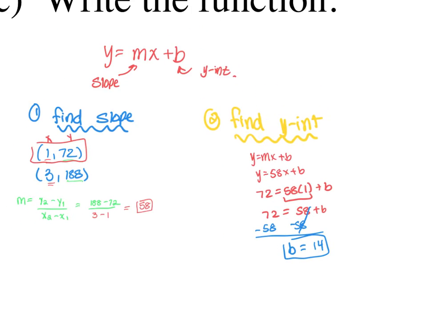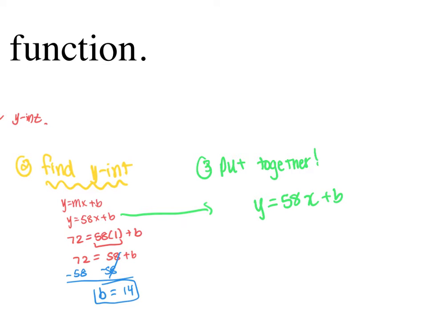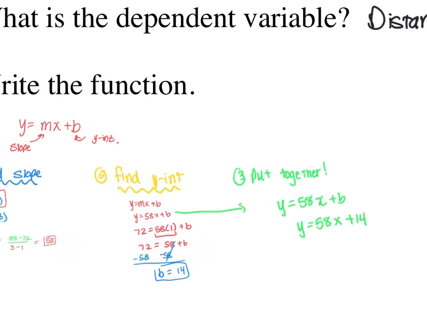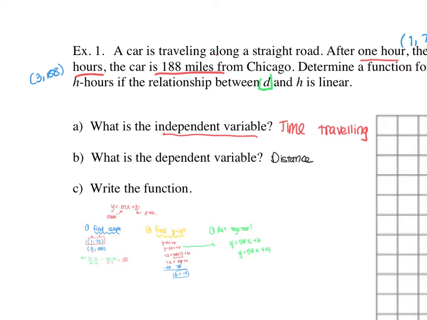So now that I have my y-intercept, I can put it all together. Again, my equation was y equals 58x plus b. Now I can put in my b of 14. So y equals 58x plus 14. But now, if you look at the question, we want to write this as a function between d and h. H is hours. Hours is time. Time is x.